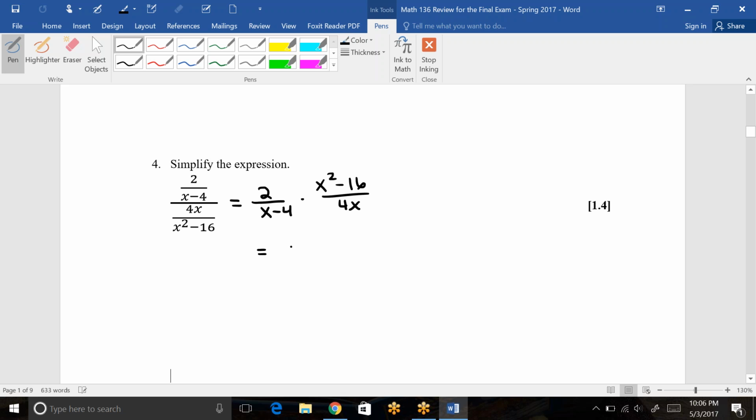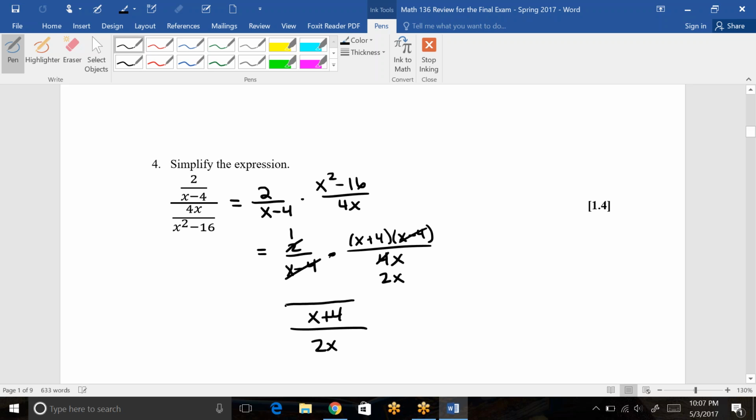Once we do that, we can factor the top of that second fraction. This is times. This would be x plus 4 and x minus 4. That's 4x. The x minus 4s are going to cancel. And the 2 and the 4 are both in a monomial, so they can reduce. So this would be a 1, and this would be a 2 and an x. So on the bottom, I have a 2x, and on top, I have an x plus 4 times 1, which would still be x plus 4.